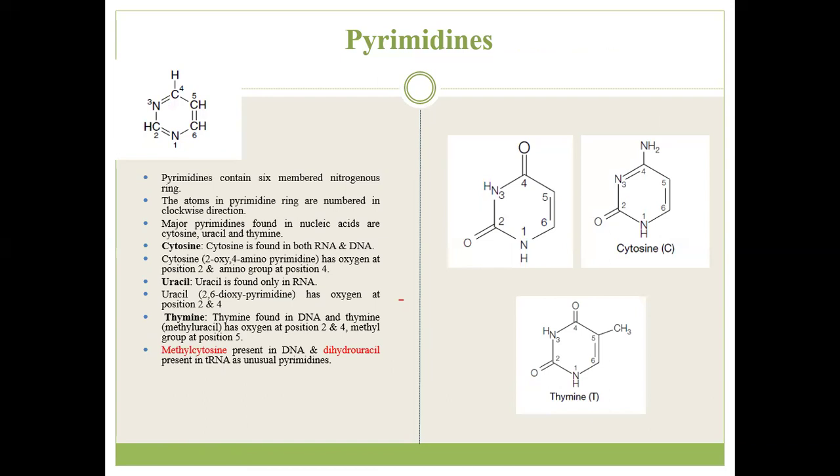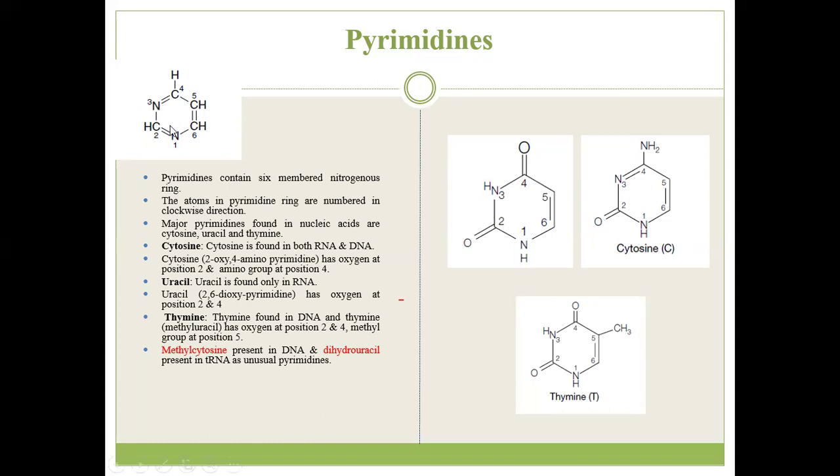So for pyrimidines, what happens? In pyrimidines, this is the parent molecule. Pyrimidine is the parent molecule, and pyrimidine has three children. Unlike purine that has two children, pyrimidine has three children. When you look at the parent structure, pyrimidine has six-member atoms, just like an aromatic ring, and these atoms are numbered in a clockwise direction.